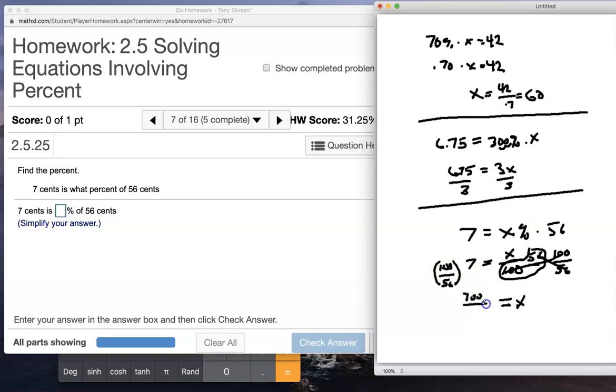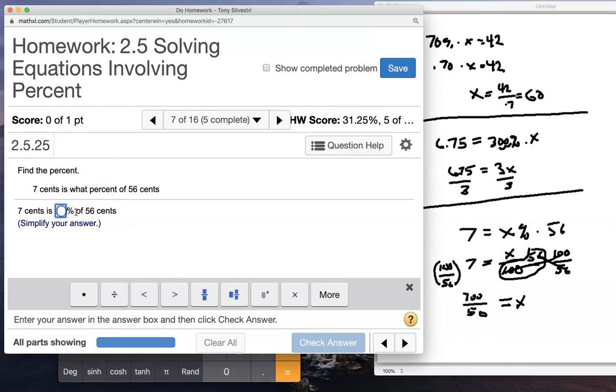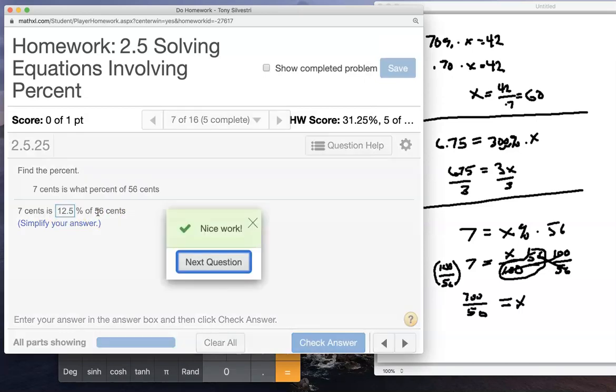over 56. And I'll bang that out on my calculator here. Okay, clear it. 700 divided by 56. It says 12.5%. Okay? I'm going to go with it. 12.5%. There you go. See?